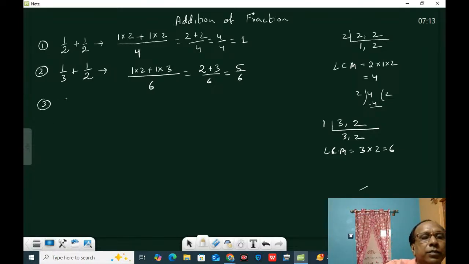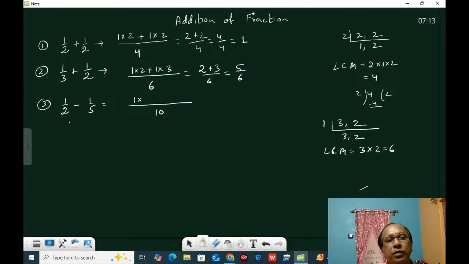Let us subtract 1 by 2 minus 1 by 5. Subtracting this one works the same way: we first have to find the LCM. 2 into 5, that is 10, is the LCM. If we divide 10 by 2, it is 5, so 1 into 5 is 5. Minus 1 into, divide 10 by 5, that is 2. So we are getting 5 minus 2 by 10. 5 minus 2 is 3, so 3 by 10. That is our answer.